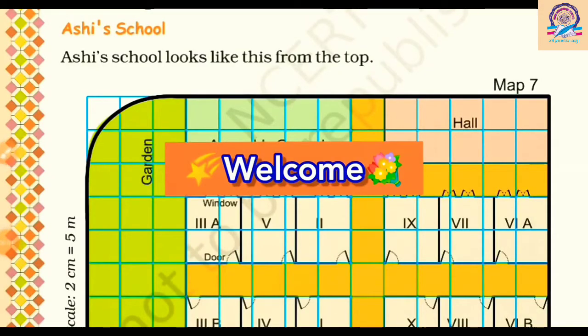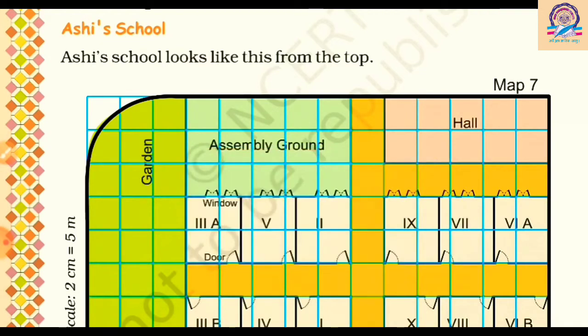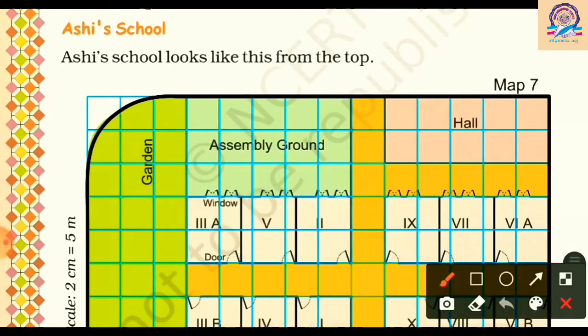Today we are going to start with Part 5 of Chapter 8, Mapping Your Way, in which we are going to study our last topic, that is Ash's school, which includes Map 7 and Map 8. This is a very interesting topic of this chapter. So let's start with Ash's school.